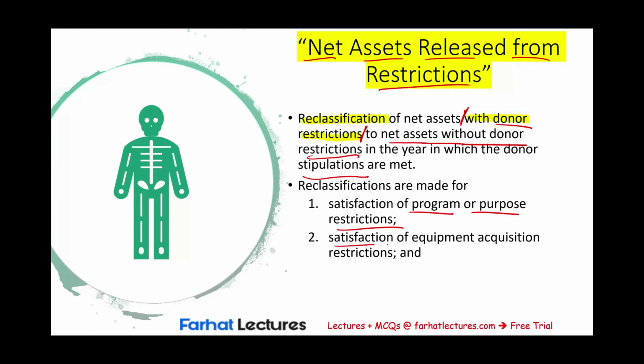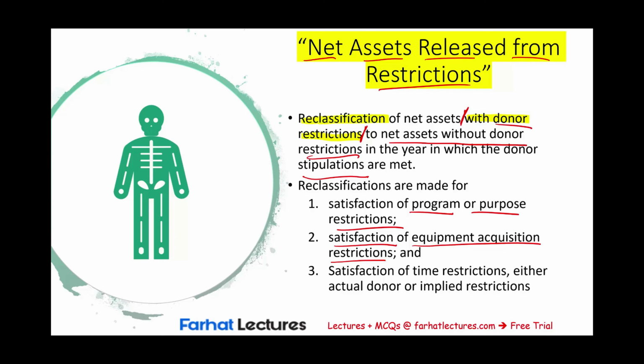Or the reclassification satisfies an equipment acquisition restriction. So this money was restricted for the purchase of an asset, and now we are buying the asset. Or satisfaction of a time restriction.